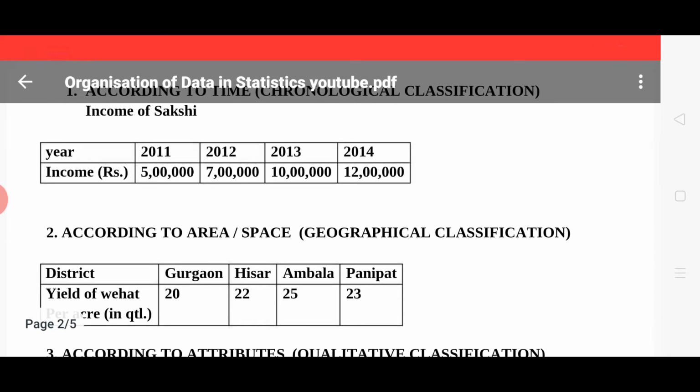Now, according to time, chronological classification. Suppose we are taking the income of Sakshi for the years 2011, 12, 13, 14. We are taking years, meaning time, here.